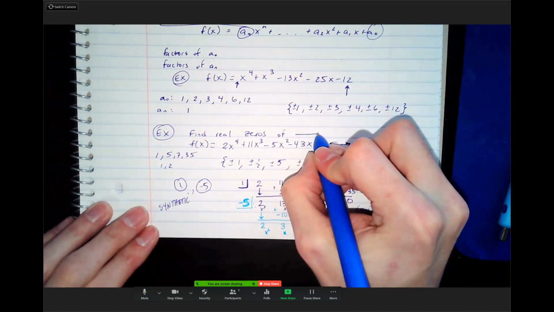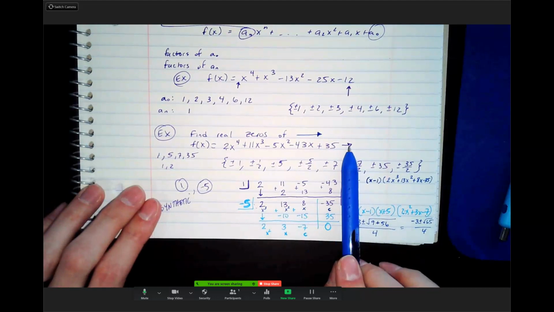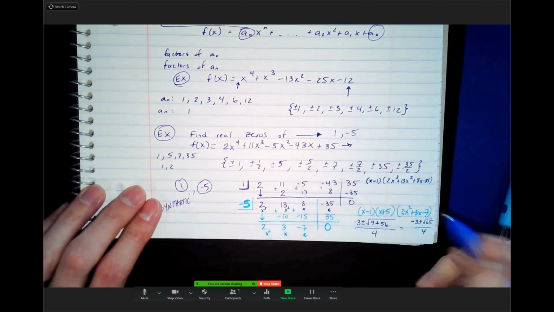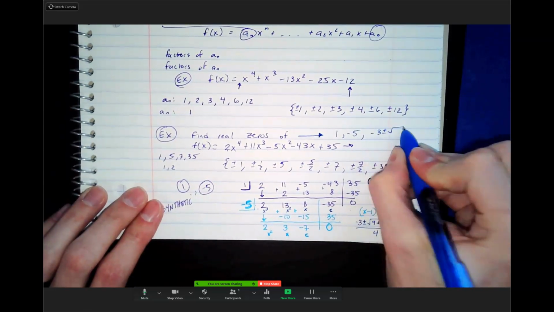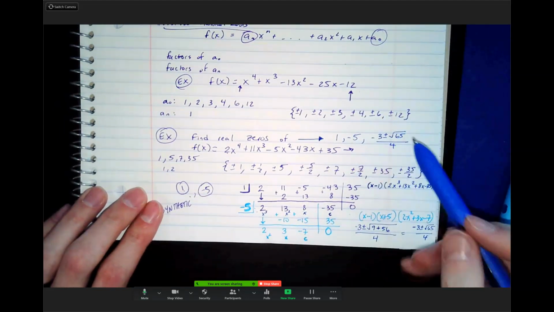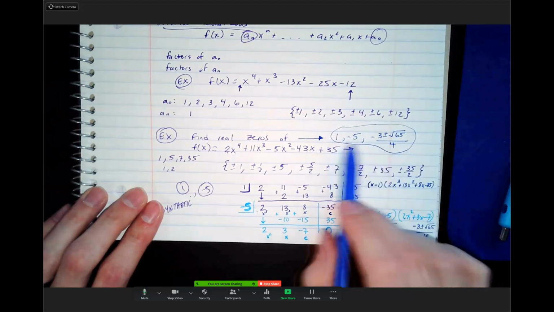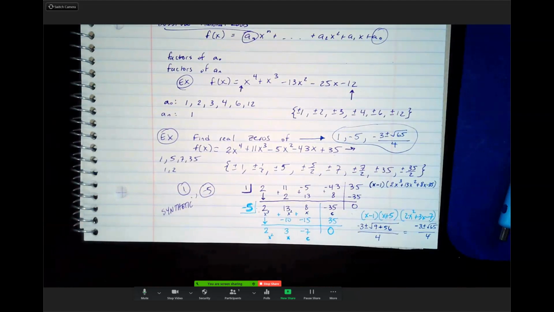So the answer to our problem, find all the real zeros of this polynomial. Well, 1 is one of them, -5 is one of them, and then there's 2 more. And we're going to write it as one whole thing: -3 plus the square root of 65 over 4, and -3 minus the square root of 65 over 4. If we were to plug in these 4 numbers for x, you would get 0 out from the polynomial.